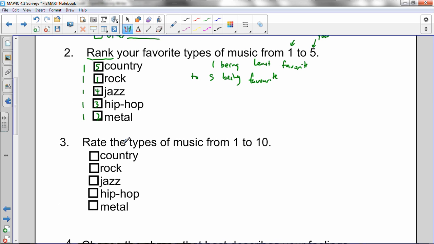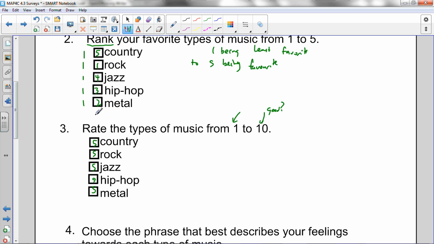Whereas a rating question: rate the types of music from 1 to 10. Again, we've got the same problem. Which side is good? So what's wrong with this question is the same problem up here. But I want to explain what a rating question is. Each one of these, I could rank them all equally the same, whereas in a ranking question I couldn't do that. I'd have to put them in a unique order from favorite to least favorite. Here all of them could be so-so. If I wanted to answer it that way, I could. And of course both of these questions have the problem that not all options are listed.